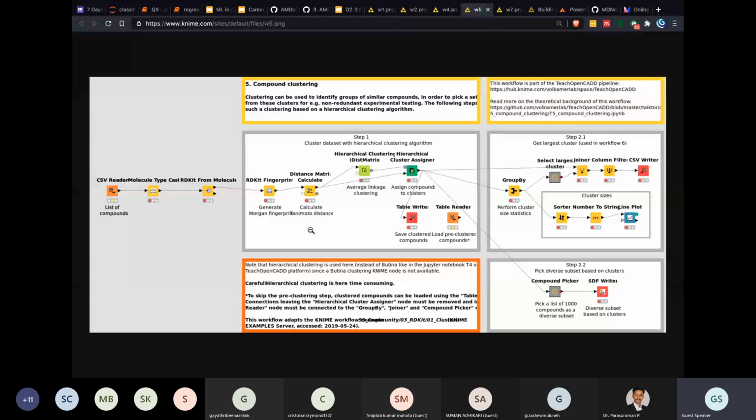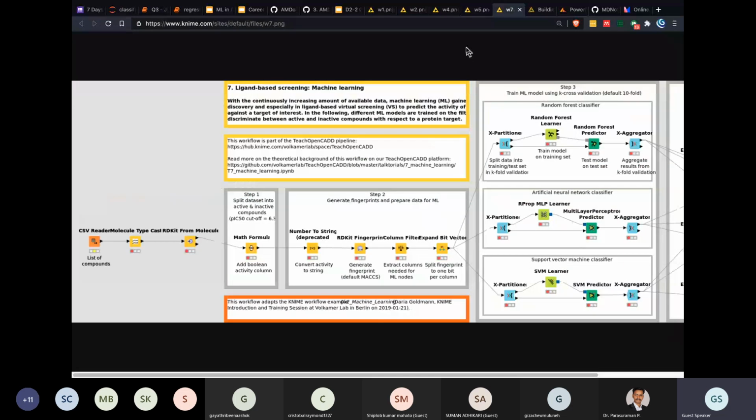They did Tanimoto distance matrix calculations, and then did hierarchical clustering, and then it could be visualized for the compound clustering. And then machine learning based ligand-based screening is being done. Again, the structure, or the SMILES, is being converted to fingerprints. And then we made a random forest to learn, as well as an artificial neural network classifier and an SVM model.